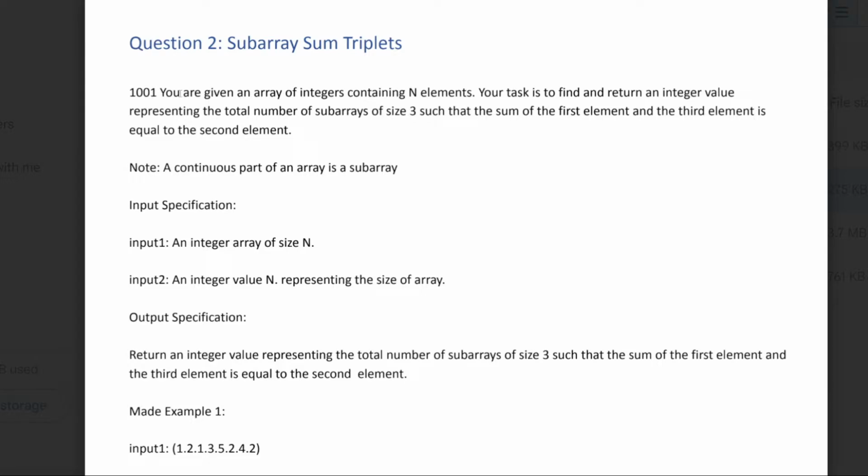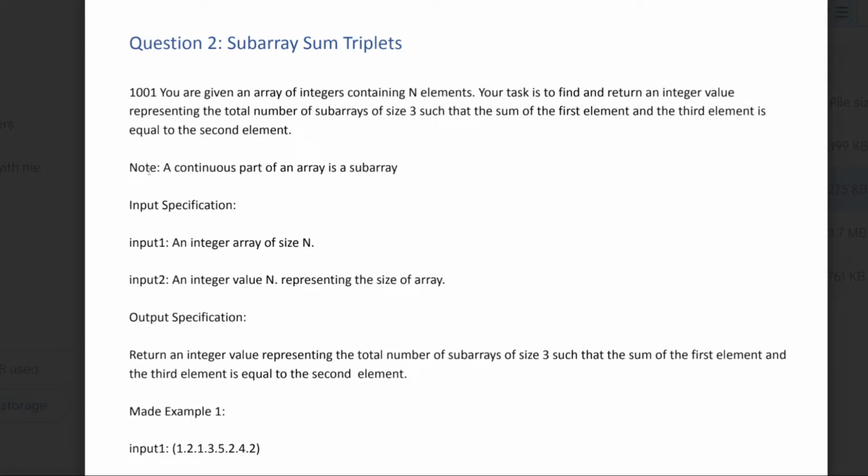You are given an array of integers containing n elements. Your task is to find and return an integer value representing the total number of subarrays of size 3, such that the sum of the first element and the third element is equal to the second element.